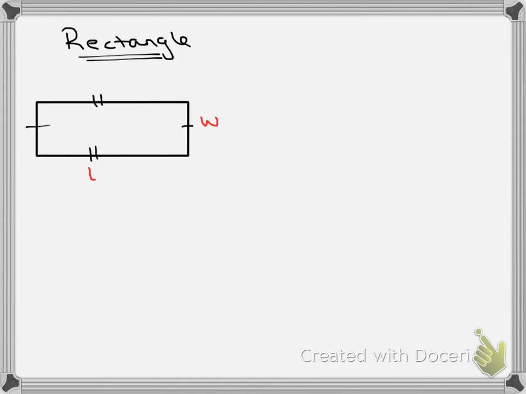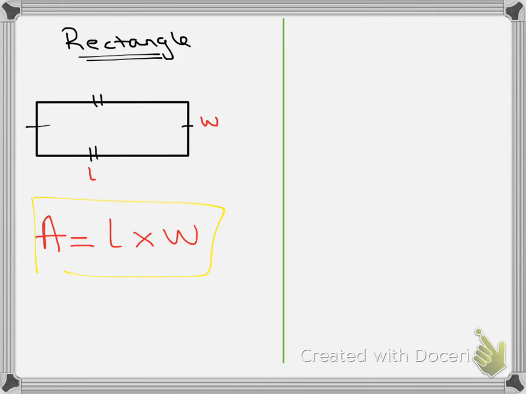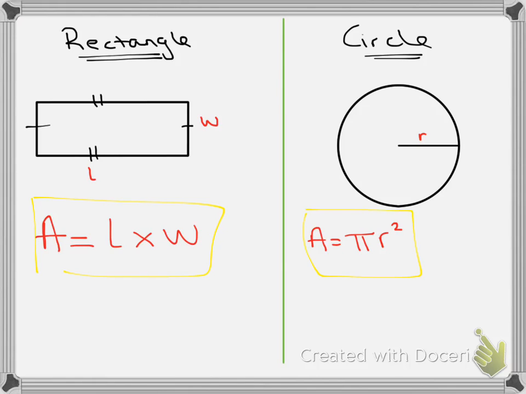Here we go. First up, we have our rectangle. The formula to find area for a rectangle is equal to length times width. Again, you should remember that from year 7. Next up, circle. Area equals pi times the radius squared, and you can see what the radius is there in that little picture for you.